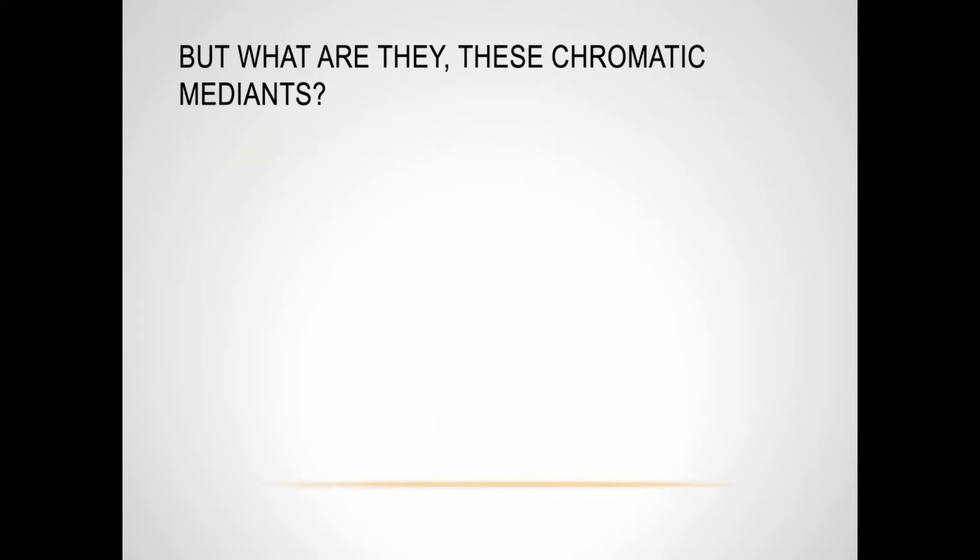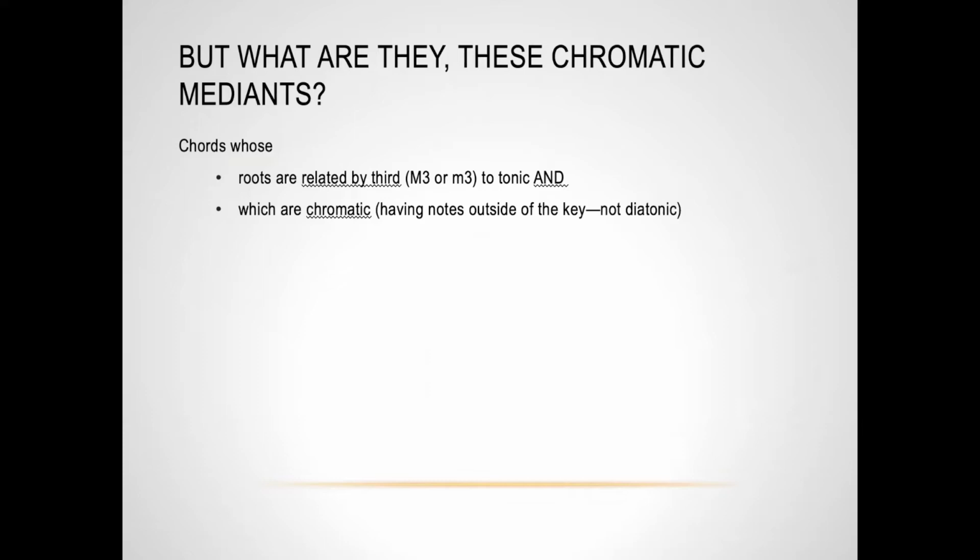Okay, so what are chromatic mediants? Here's the definition. They are chords whose roots are related by third, meaning either a major third or minor third to tonic, and they have to be chromatic, meaning they have notes outside of the key, not diatonic.